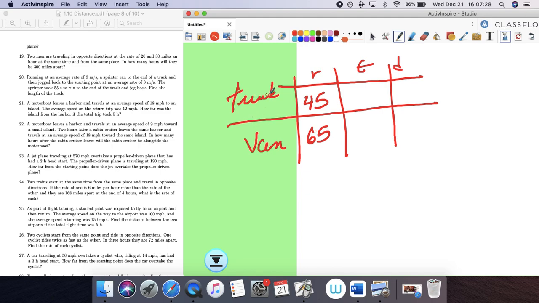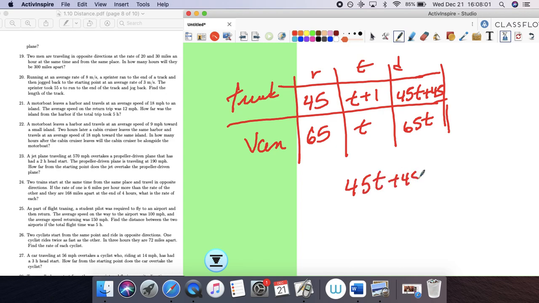So the truck left at 11 a.m., so the truck actually had t plus 1, 1 hour head start because the van started an hour later. So the van is t. Okay. Distance one is 45t plus 45, and this is 65t. So again, when the van catches up to the truck, the distances are the same, so we can write 45t plus 45 equals 65t.